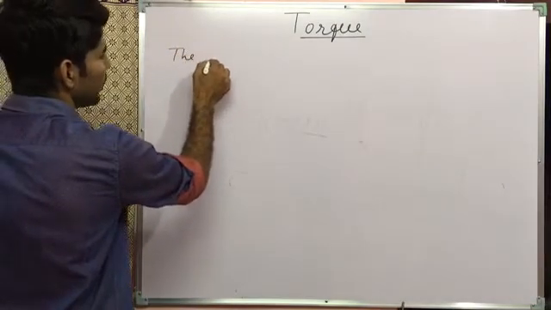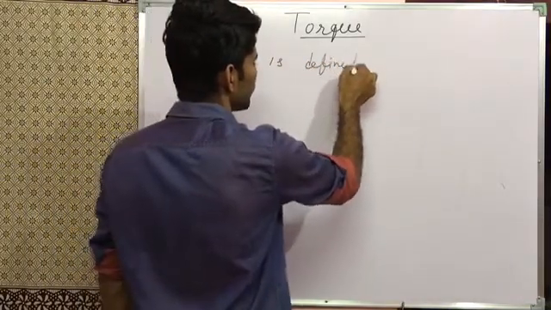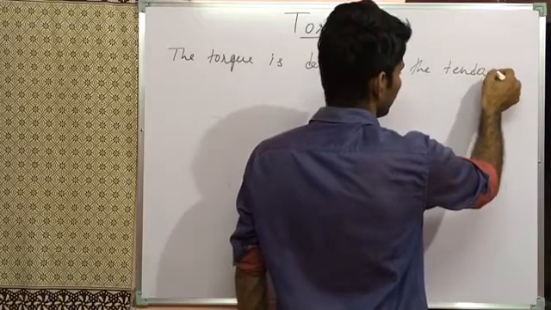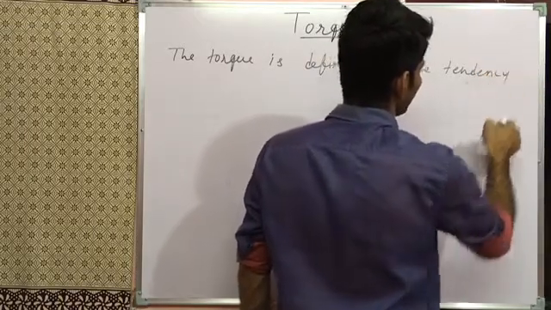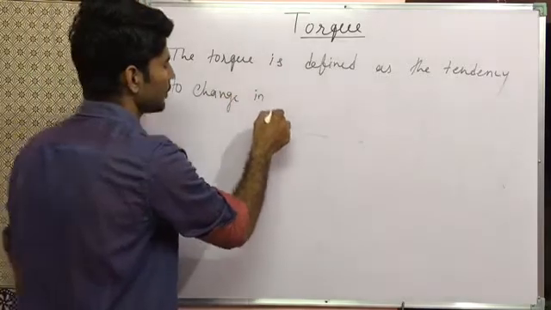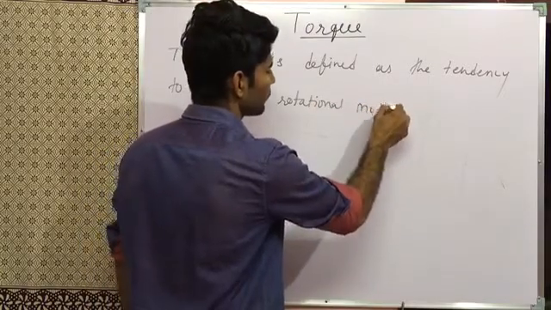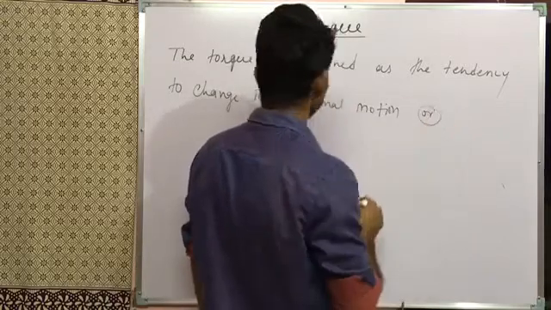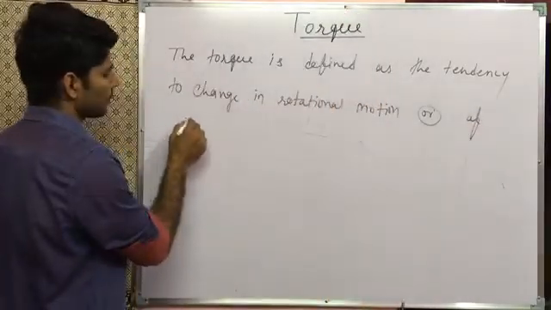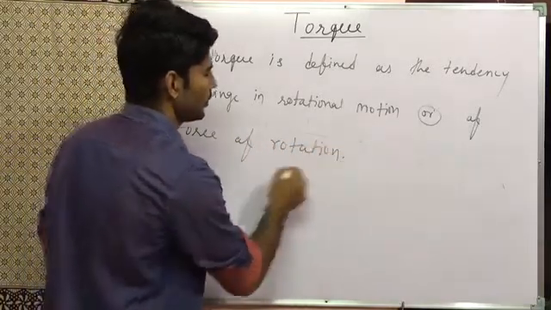The torque is defined as the tendency to change in rotational motion, or tendency of force of rotation. So this is the definition of torque.